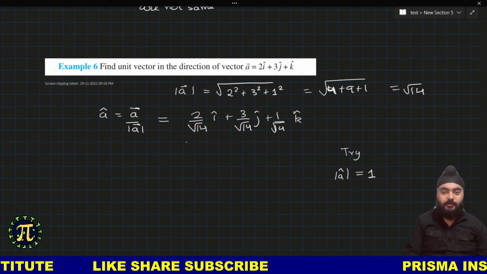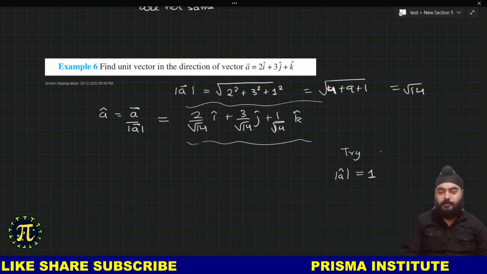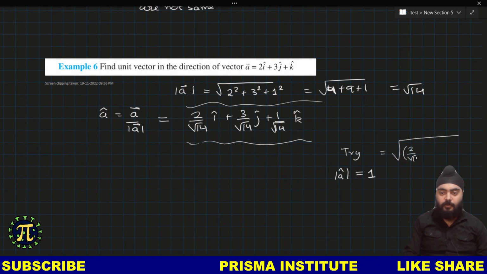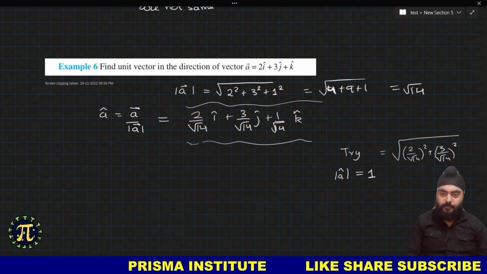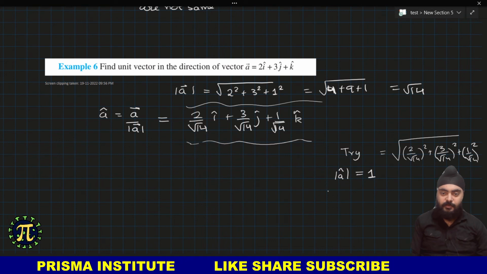You can find the length of this vector: root of 2 by root 14 square plus 3 by root 14 square plus 1 by root 14 square, and what you will find is the result is 1.